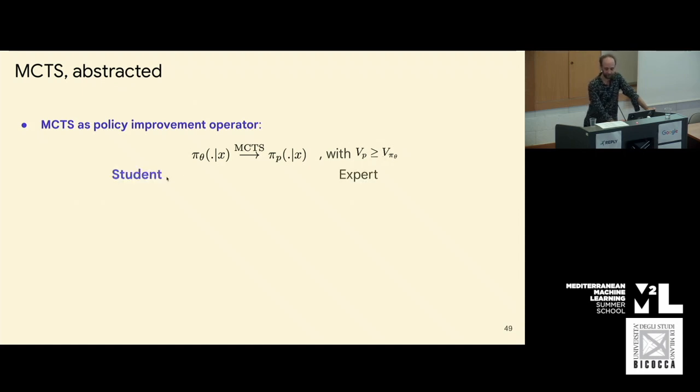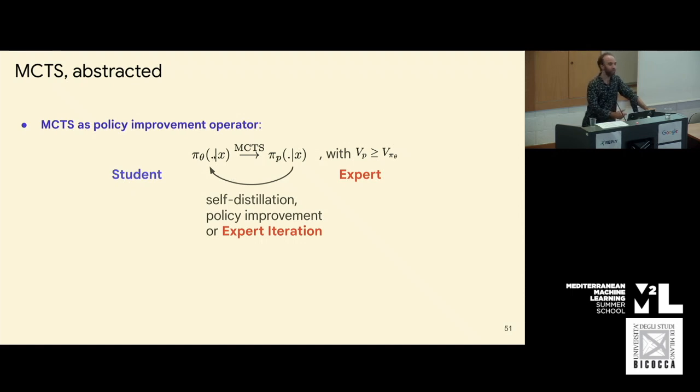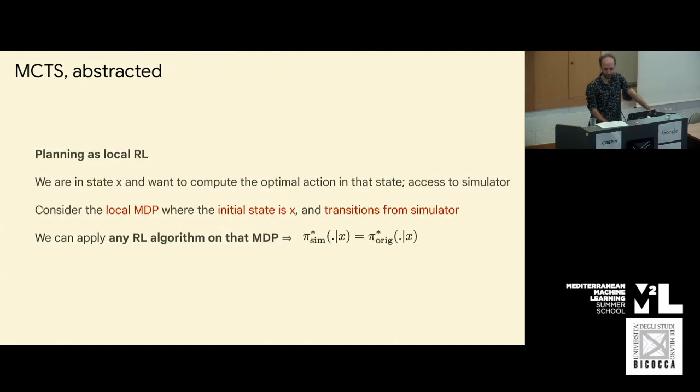One way to think about the system is that this is a student. Well, except the student and the expert are going to be the same person. This is a student, this is an expert, and then we're going to do self-distillation, or policy improvement, or so-called expert iteration, saying: well, student, look more like your expert. From an introspective point of view, I'd like my gut reaction, which is my prior, to look more like the reaction I have when I've thought about it a lot. And so this self-distillation is the flywheel that makes the policy improve over and over again. This is the fundamental self-improvement technique of MCTS. All right, so if I abstract a little bit further, one way to think about planning, which I'm quite partial towards, is planning as local reinforcement learning.